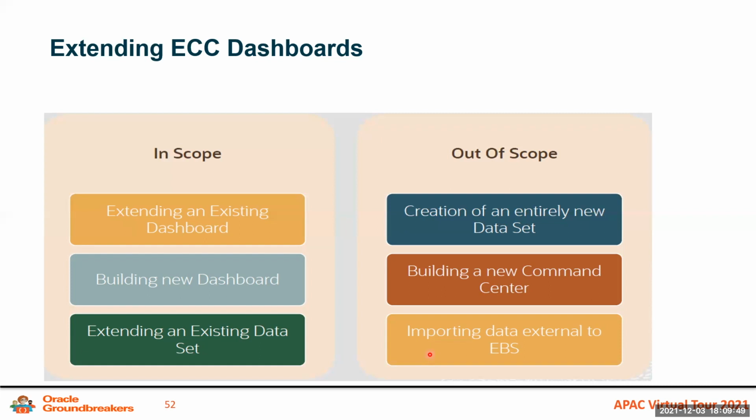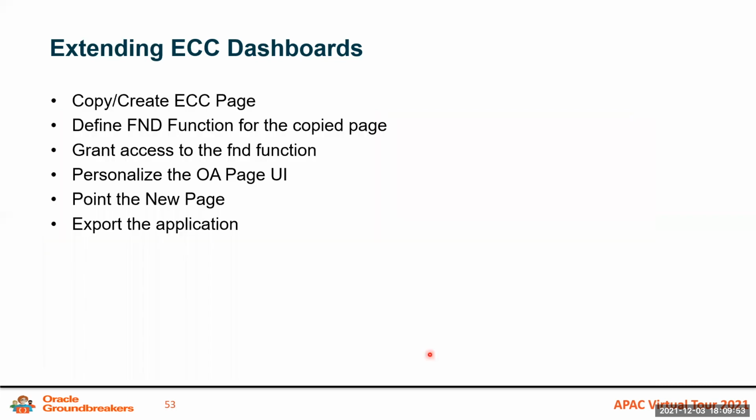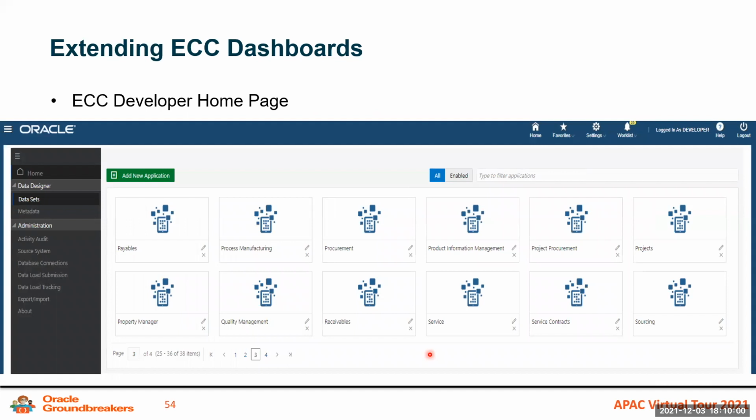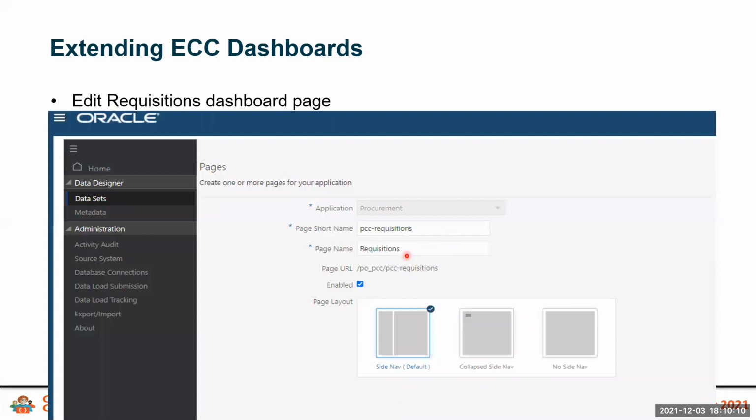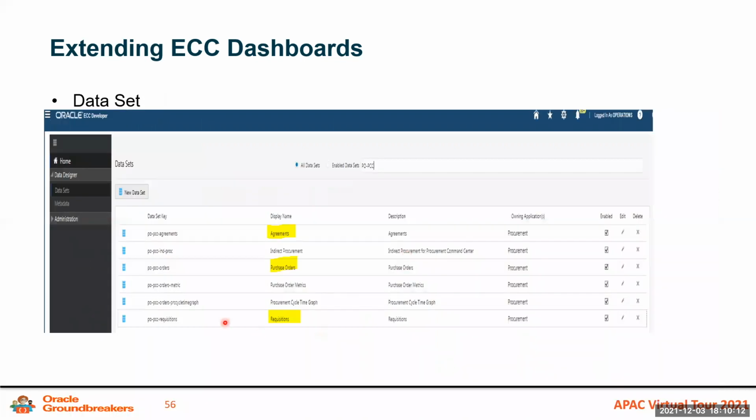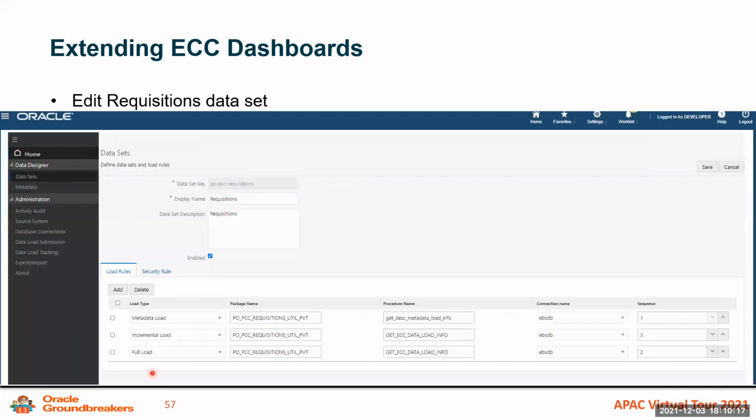So looks like we are running a little bit out of time. So what I will do is skip the technical how to extend an ECC dashboard. This is the ECC developer responsibility. You can take a look into this one. What is the underlying page for the particular dashboard? And secondly, we can look into the data sets also, and how the data set data gets refreshed.